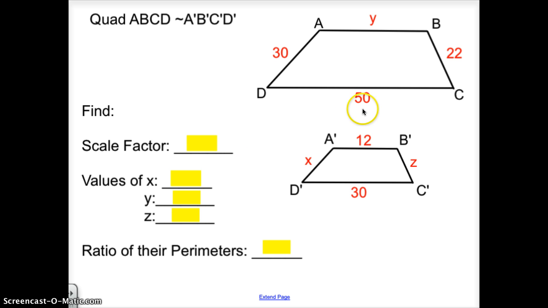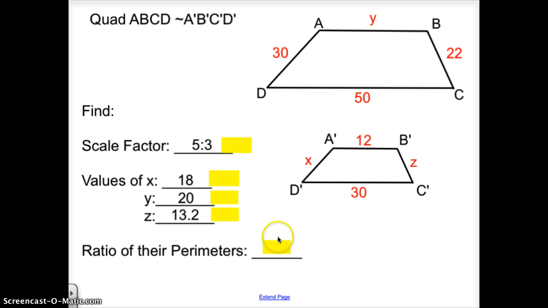Using DC corresponding to D prime C prime, you could determine that the scale factor is 5 to 3 by simplifying the ratio of 50 to 30. Based on DC and D prime C prime, you could then use corresponding sides with AD being 30 and A prime D prime being the value of X, setting up a proportion and solving to find that X equals 18. Doing the same thing for the corresponding sides of A prime B prime and AB, you have Y being 20, and then same for Z being 13.2.